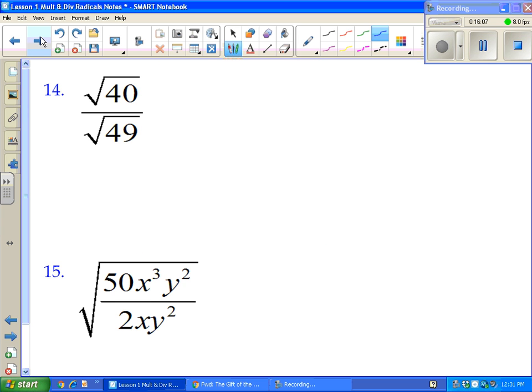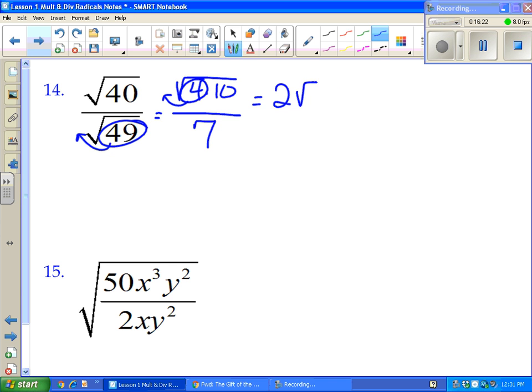Number 14. These do not divide evenly. I do notice square root of 49 is a perfect square, so that comes out as a 7. I know I could split 40 into 4 times 10. Square root of 4 comes out as a 2. Square root of 10 on the bottom, and you have to keep the 7 that I had to begin with. 2 and 7 are both outside numbers that will not reduce any farther. This is my final answer.